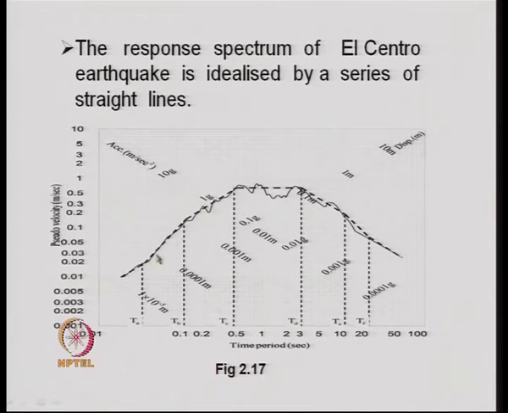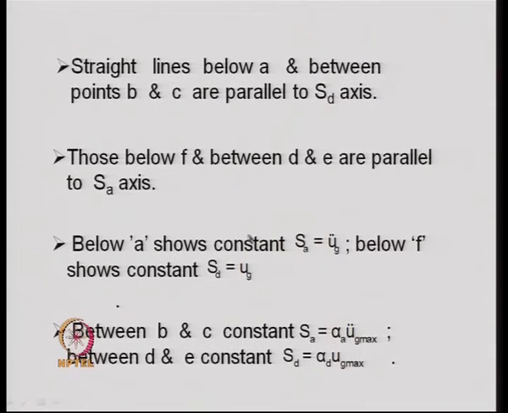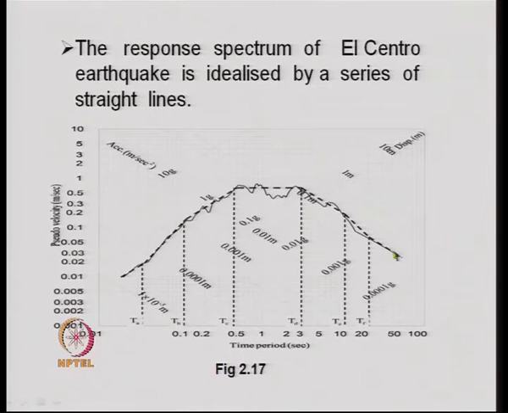If we look at these two lines, they are parallel, that is what we observe, parallel to the line which is called the SD line. So, that is parallel to SD. Those below F and between D and E are parallel to the SA axis, that is this line and this line. These two lines are parallel to this acceleration or SA line.